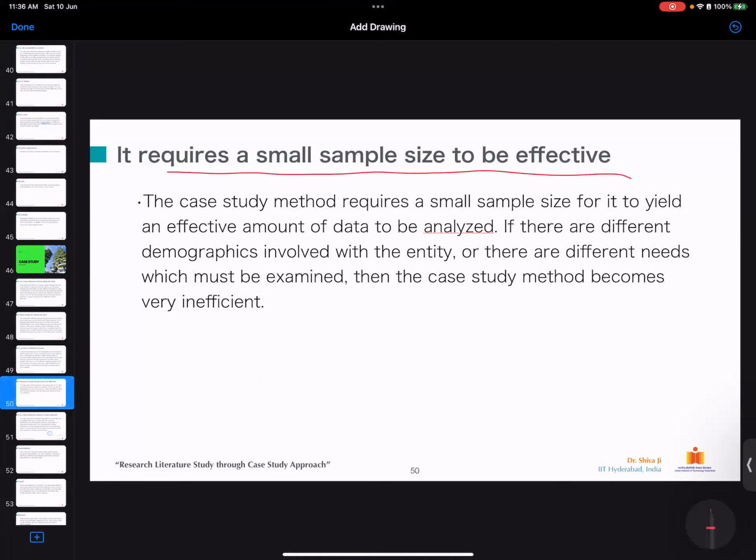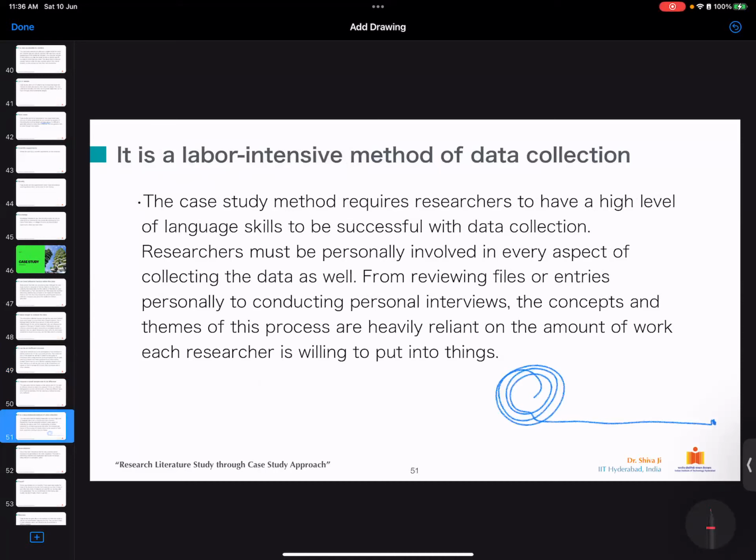It requires a small sample size to be effective. It is a labor-intensive method of data collection. It requires a lot of effort.